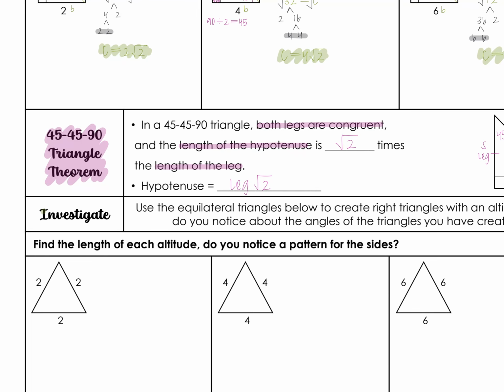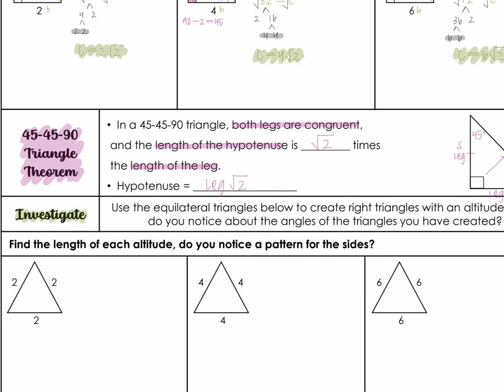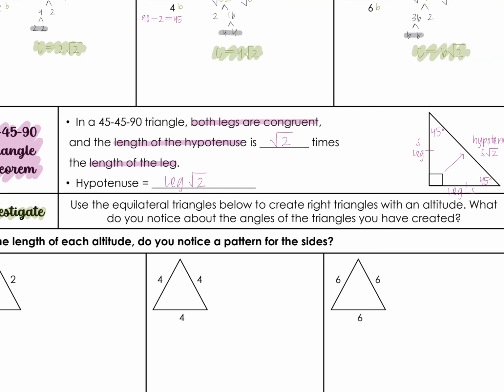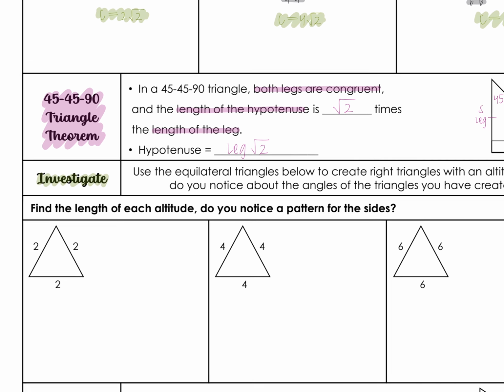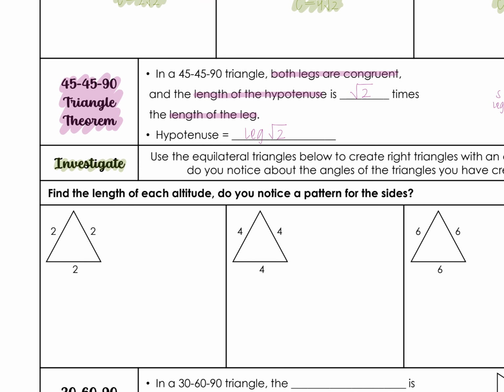Okay, so in this investigate, we are going to use an equilateral triangle below to create right triangles with an altitude. So remember, an altitude is a height. It's going to go from a vertex to the opposite side so that it is perpendicular. What do you notice about the angles of a triangle you have created? Okay, so we are going to find the length of each altitude, and do you notice a pattern with the sides?